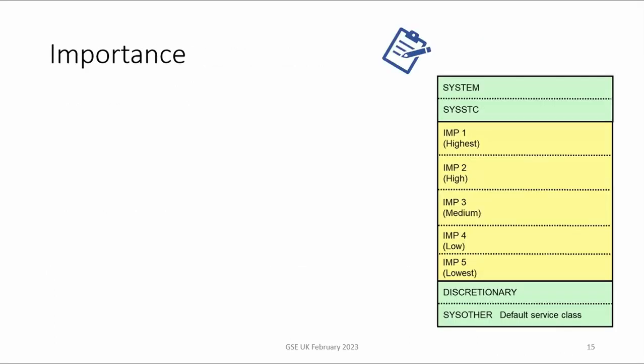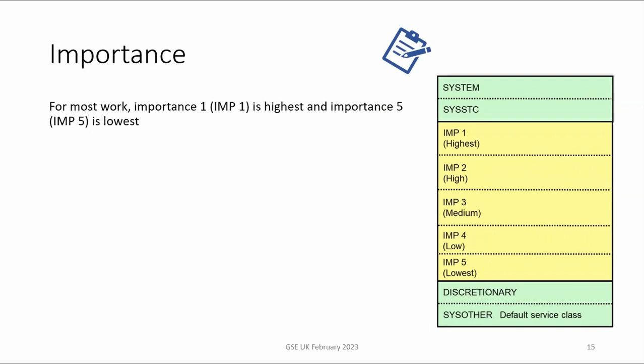Okay, I've been talking about importance. What is it? So let's look at this diagram where SYSTEM and SYSSTC are at the top. And then I've got 5 different levels of importance. And of course, being IBM, we start counting at the bottom. So importance 1 is the highest and importance 5 is the lowest. And so for most work, that's what we're limited to, right? Most of the work is going to be defined between importance 5 and importance 1.